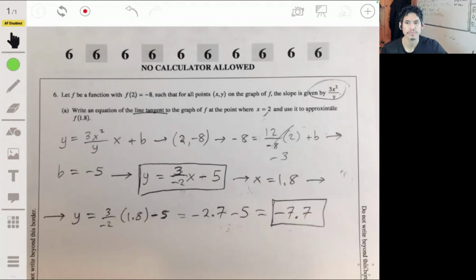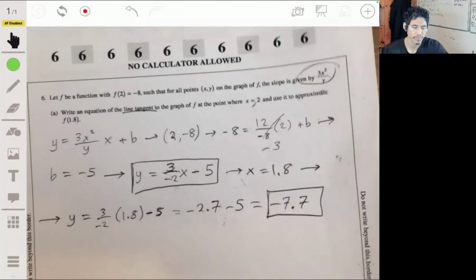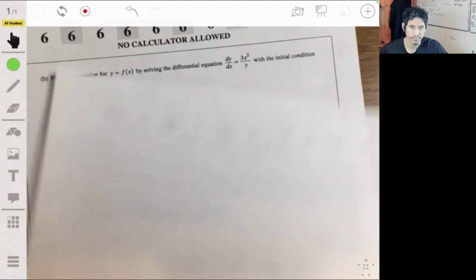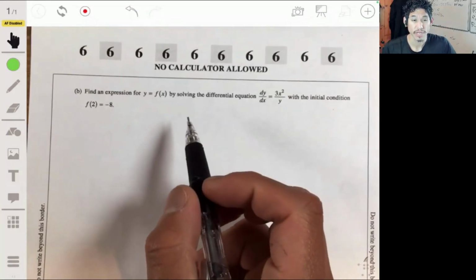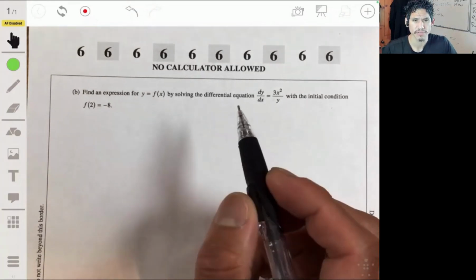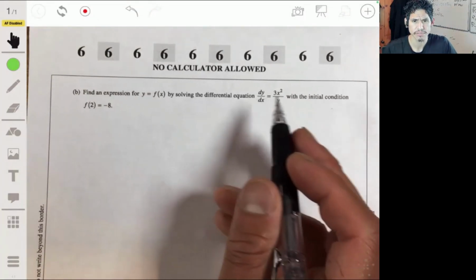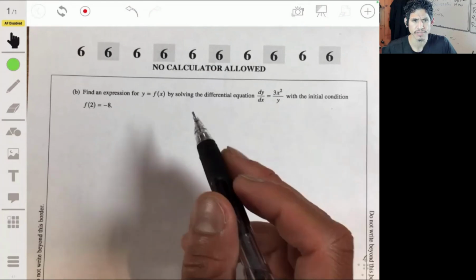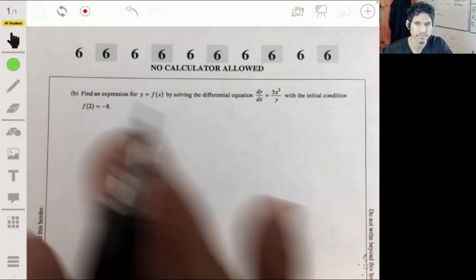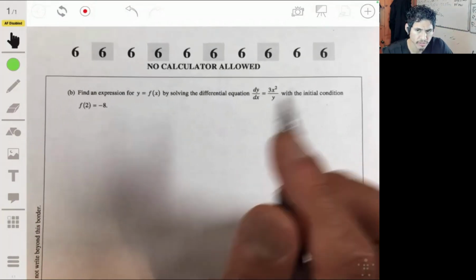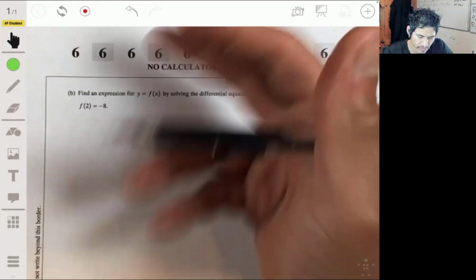Yep, that's our answer. All right, last part B. Find an expression for y equals f of x by solving the differential equation dy/dx equals 3x squared over y with the initial condition f of 2 equals -8. I like these types of problems. Some students, I think, struggle with them because they overthink it. Just don't overthink it. You just follow my example.